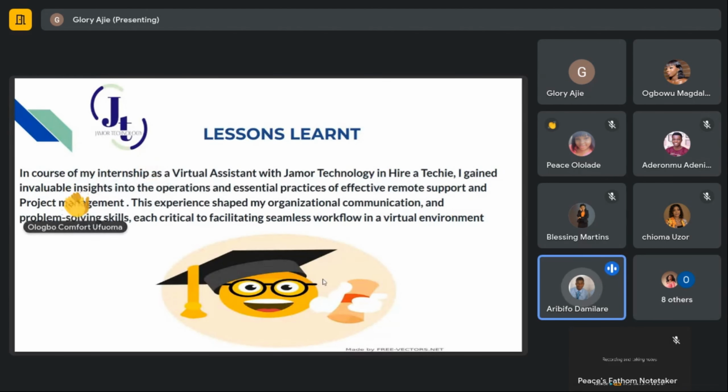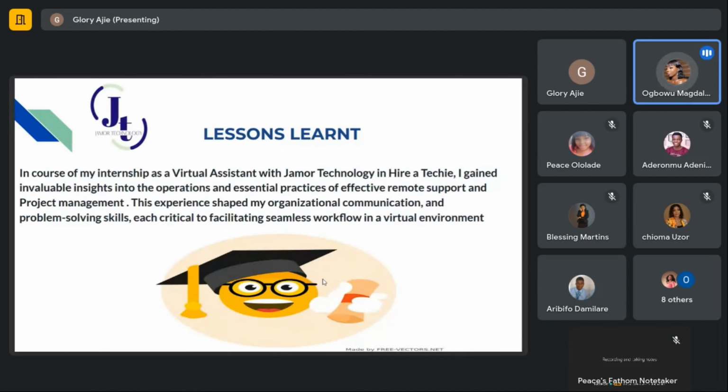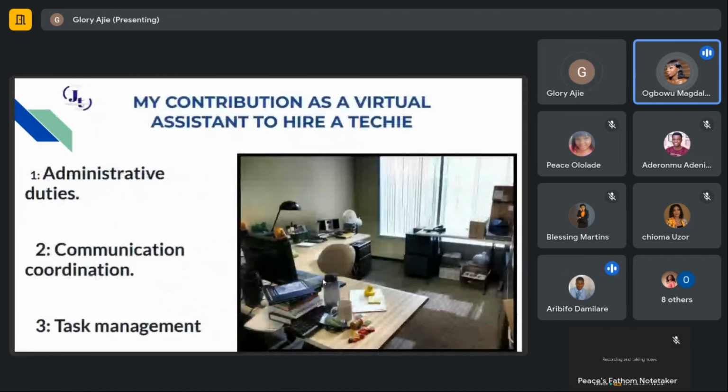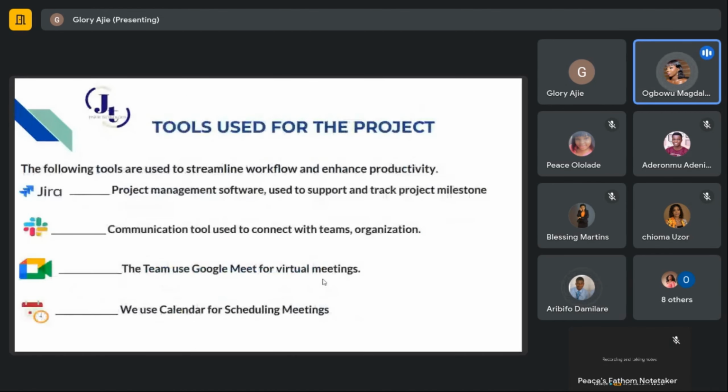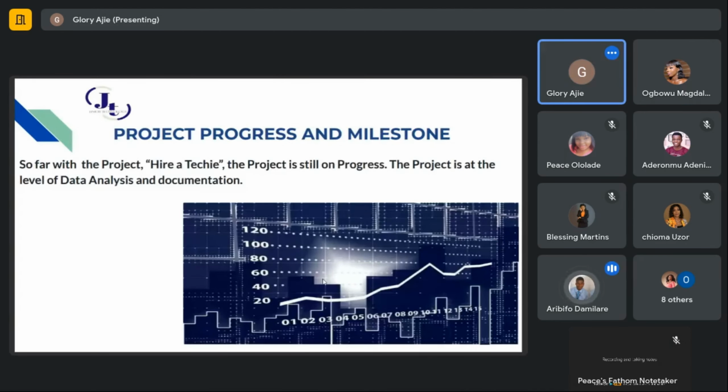So as a virtual assistant, where is the project currently? Which stage are you on? We are on the stage of data analysis and documentation on the AI tech team.